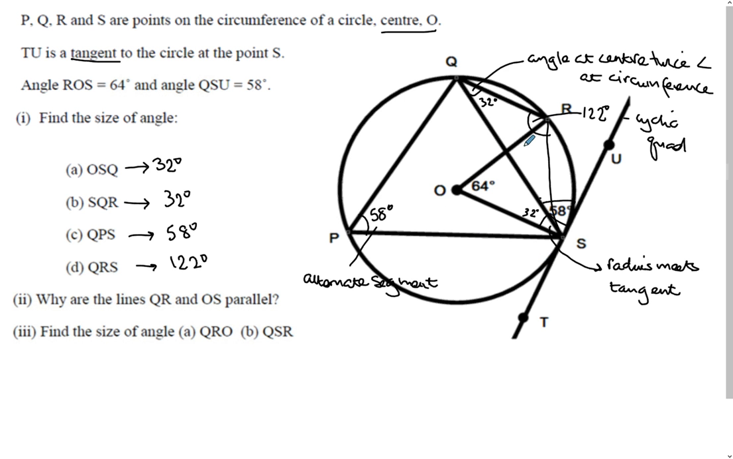And the reason they are parallel, you can see that line there is parallel to that line there. And the reason why is, can you see the Z? So you say angle RQS and angle RSO equals 32, alternate angles.